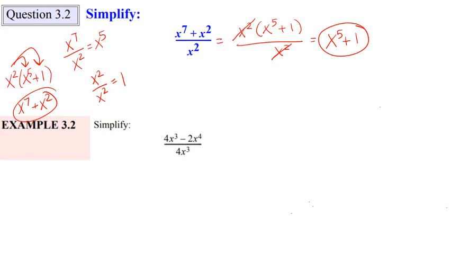You cannot, I repeat, don't do this ever. You can't take this x squared and divide it out with this x to the fifth, because that x to the fifth is part of a binomial. You can only cross out monomials individually like I just did, so don't be tempted to do that.